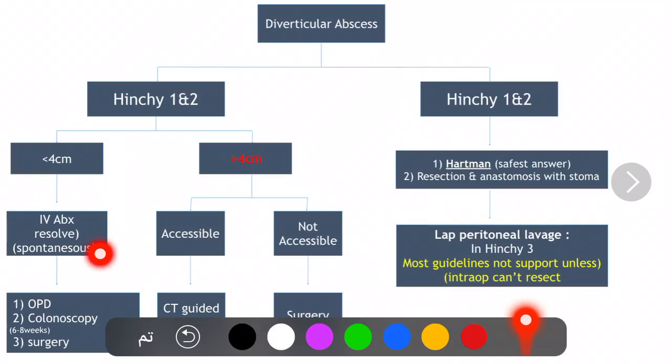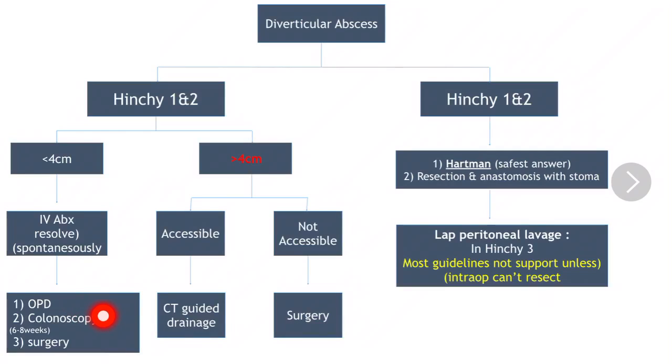Less than 4 centimeter, you can give him IV antibiotics. This is usual. Even for the appendix, if you have an abscess less than 4 centimeter, usually you manage it conservatively. Actually, the radiologist will not be able to drain that one. So less than 4 centimeter is IV antibiotics, and that will resolve mostly spontaneously. After that, you have to give him OPD, colonoscopy after 6 to 8 weeks, and then you have to perform the surgery.